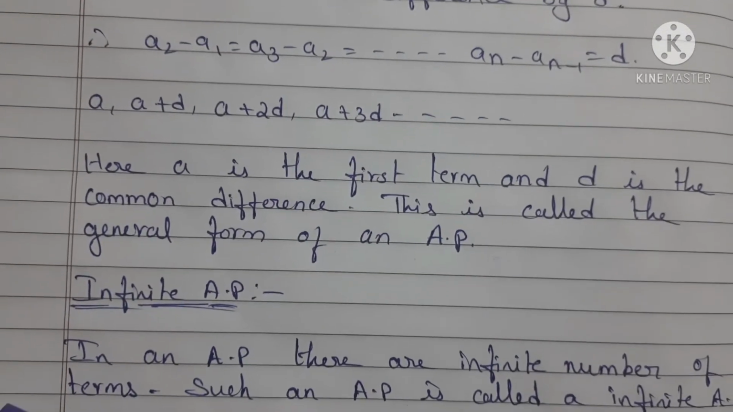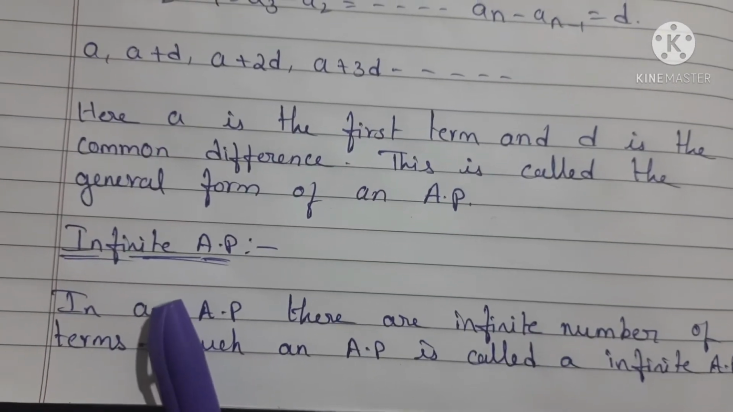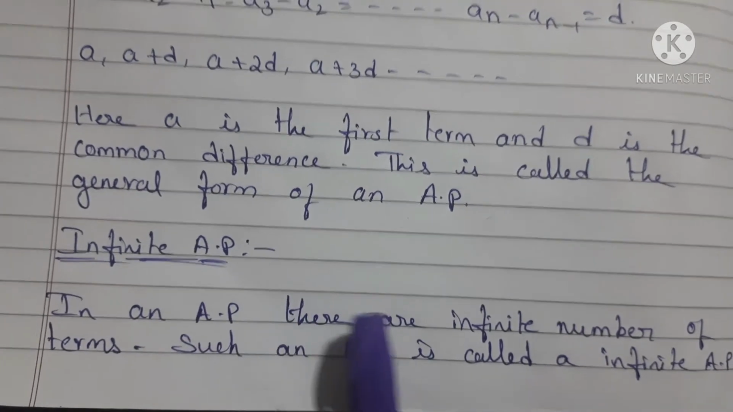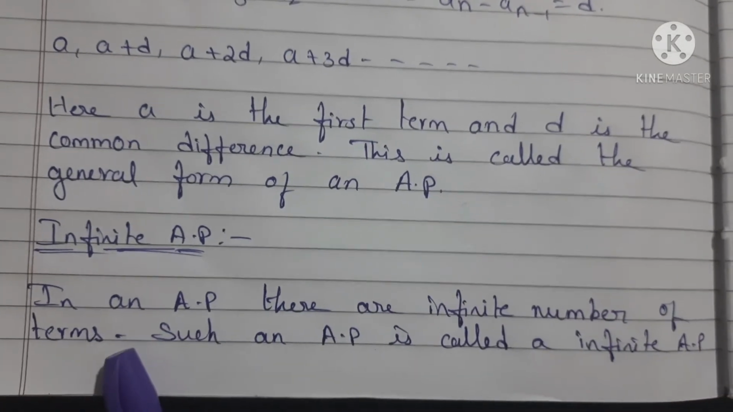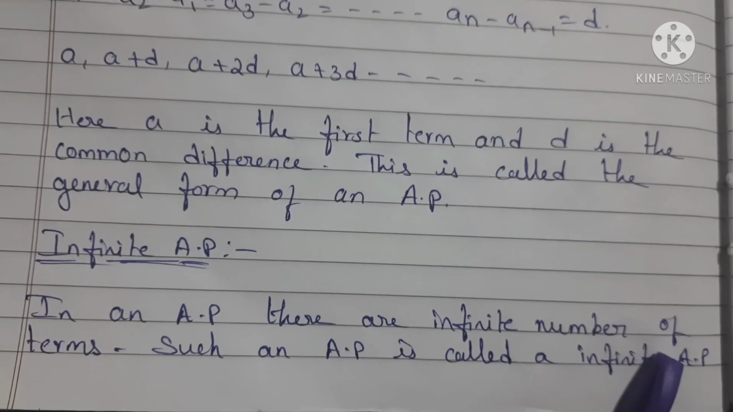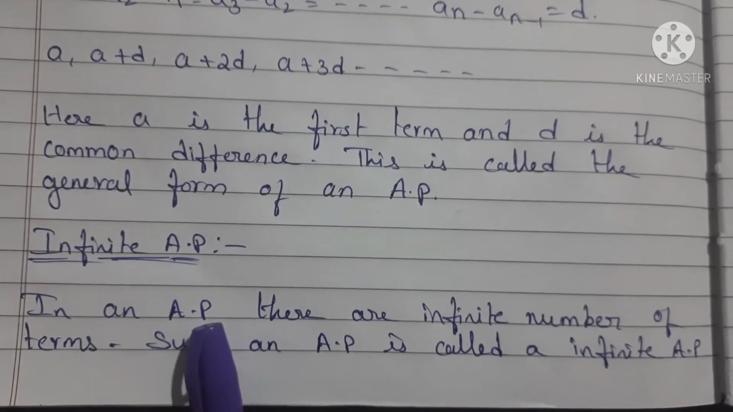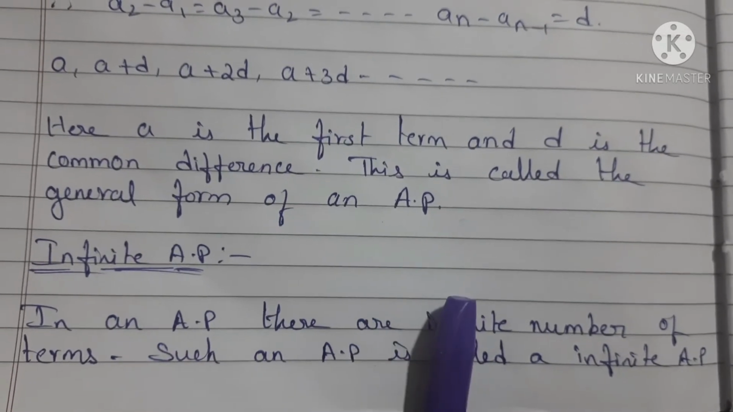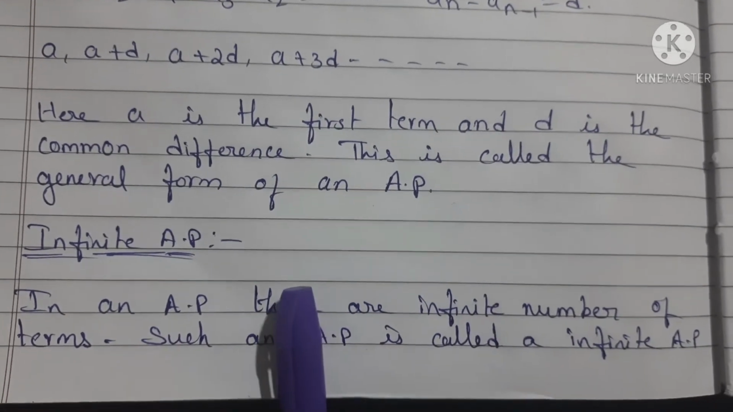Now, infinite arithmetic progression. In an AP, there are an infinite number of terms. Such an AP is called an infinite arithmetic progression. That means in this sequence there is no end term. That means there is no last term.